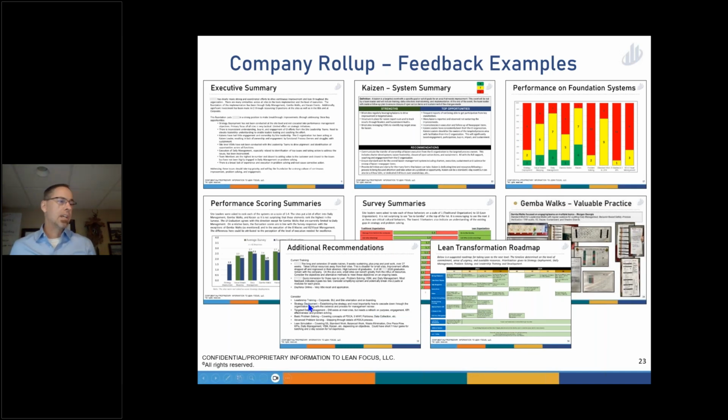In this case, there were some things around leadership training. We recognized it wasn't part of the scope, but we recognized there were some opportunities to be had in how we're developing our leaders. And then all of that comes up into really a customized transformation roadmap that takes into consideration your resources, but also your current state, the gaps that you have, and the sequence of events that is going to take you to that next level.